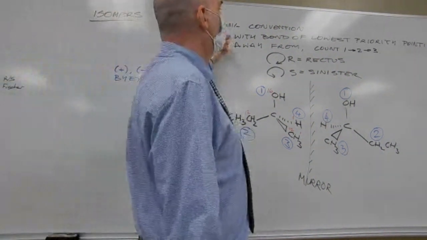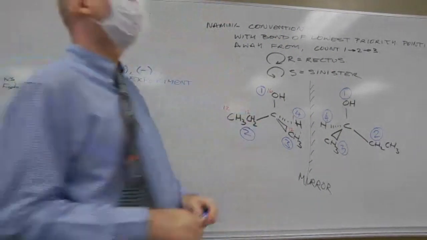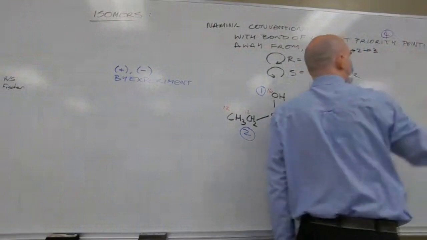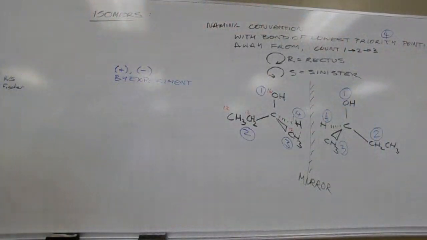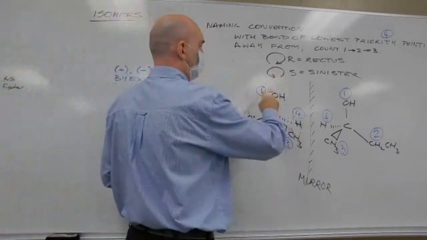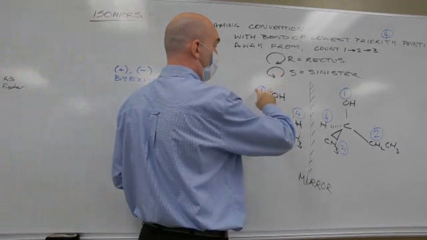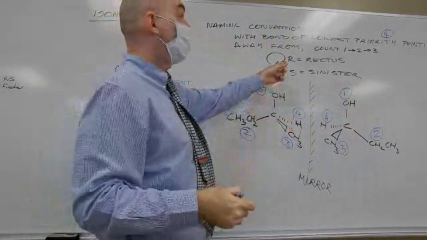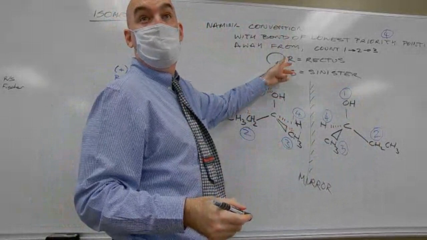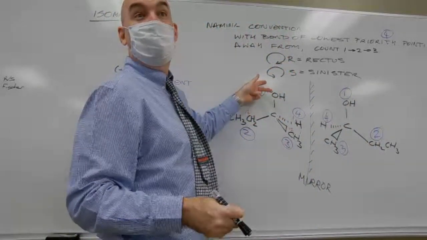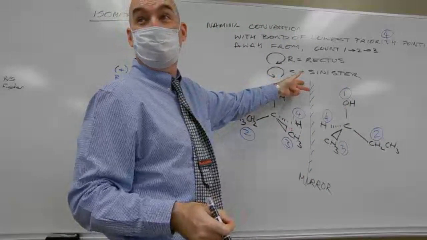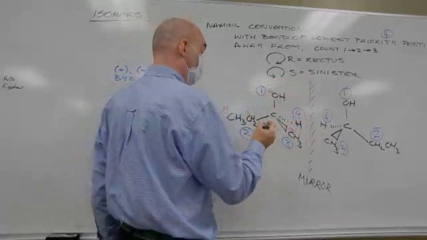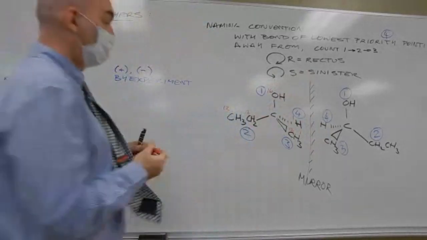With the bond of lowest priority pointing away from you, the bond of lowest priority is the one that goes to number 4. With that bond pointing away from you, count those: 1 to 2 to 3. If it goes clockwise, you have the R isomer. If it goes counterclockwise, you have the left-handed, the sinister isomer.